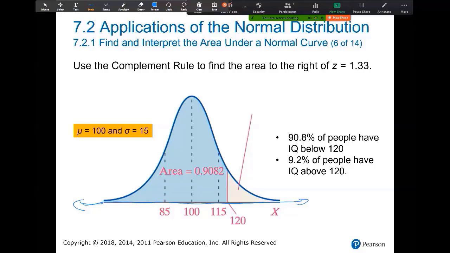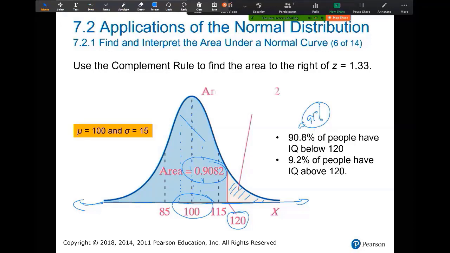That is the scale that we use to organize all IQ scores. Most people have an IQ close to 100, because all people that have IQ 100 are located here, stacked here. Then the percentage of people that have an IQ less than 120 will be this percentage. Approximately 91% of all people have an IQ below 120. And the complement, which is 9.2%, all of these people have an IQ above 120.